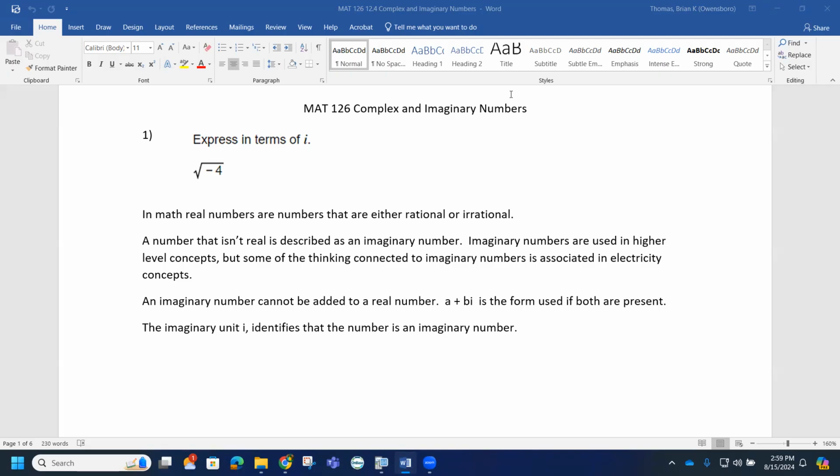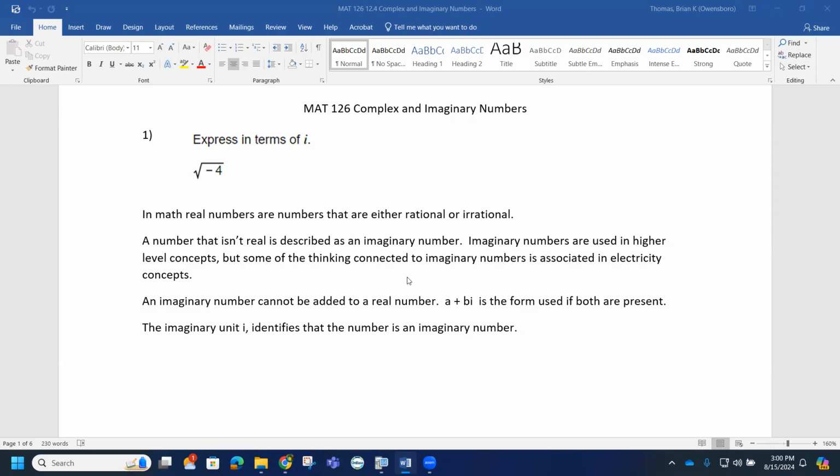One of the things we've talked about already is that in math, when we talk about real numbers, they're either going to be rational or irrational. So we talked about integers, fractions, and decimals. Those are what we call rational. And if the radical was left in the problem, we describe those as irrational. Now, something else we get into is this: a number that isn't real is described as an imaginary number.